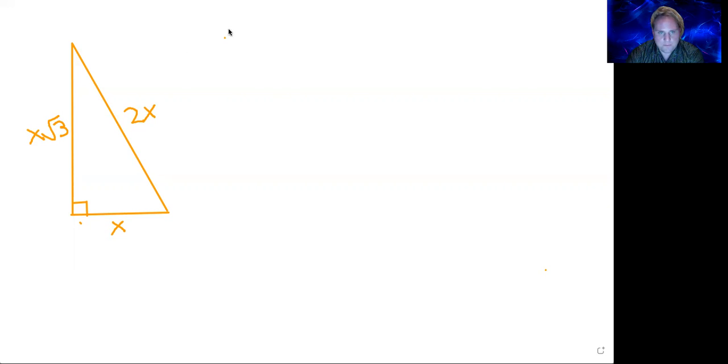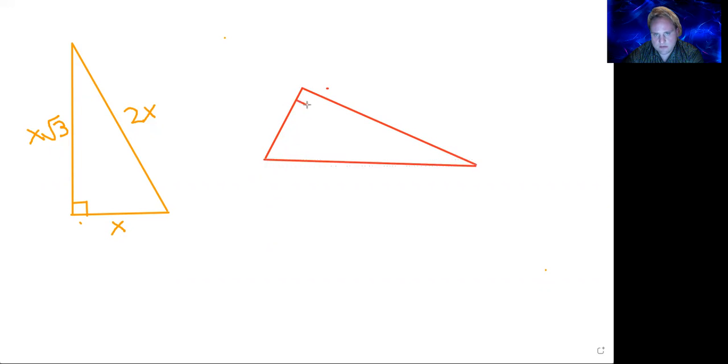Sorry for the pause there, just making sure this is actually recording. I'm going to do two things. I'm going to put a 30-60-90 on its side, and I'm going to put a radical where it might not like it to be. All right, so the red will be the original problem. Blue will be our work.